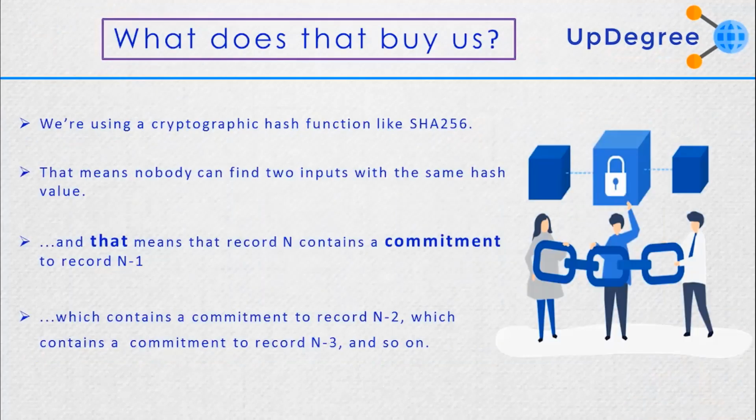So why do we invest in this? Because we are using a cryptographic hash function like SHA-256. This means two different inputs will not have the same hash value, and it's a commitment to the n records that are available. And for every n, it will be n-1, n-2, n-3, and so on. So that is very, very important. That's how blockchain uses one of the best technologies to interlink itself.